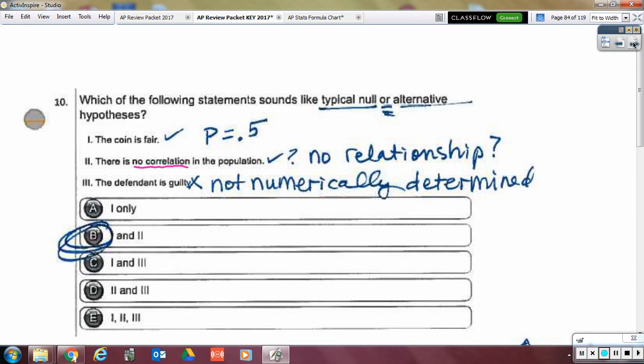1's definitely fine. 2, I don't really like the word of no correlation. I'm going with that meaning no relationship or no association. That kind of thing. And we've had those. Those happen on a chi-squared test. No connection, no association between these two variables. And also, we could do no linear relationship. 3 is a no-go, though. 3 is not something that we can quantify. All right.